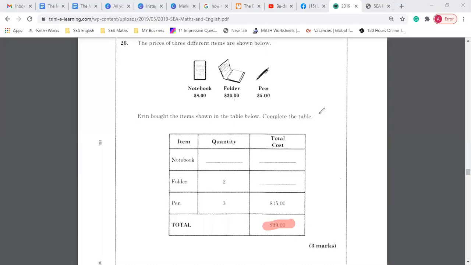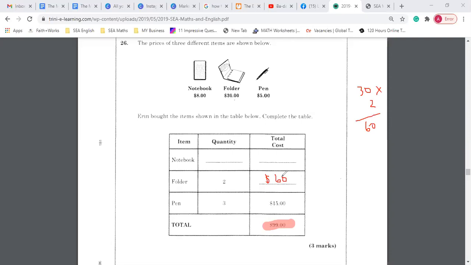All right, let's get to the solution. So let's fill in what we can. They gave us 3 pens, quantity of 3. The total cost is 15, right? So the pen was $5 for one, so 5 by 3 is 15. The folder, two folders, sorry. So two folders at $30 for one, 30 by 2 is 60. So the total cost of the folder is 60.